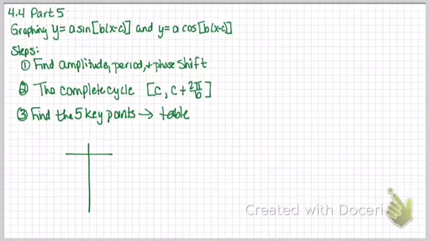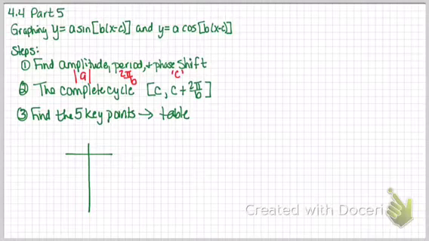Alright, so the first thing we're going to do is find our amplitude, our period, and our phase shift. So remember, you find your amplitude by taking the absolute value of that a value. Your period is 2 pi over b, and your phase shift is your c value. Alright, so first thing you need to do then is identify a, b, and c so you can find your amplitude, your period, and your phase shift.